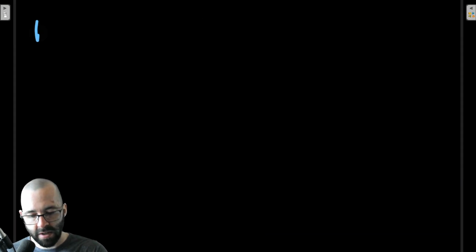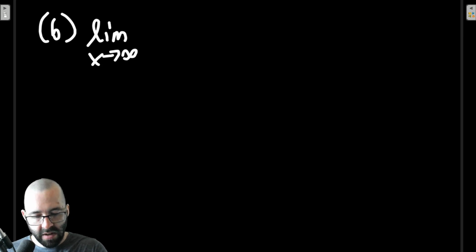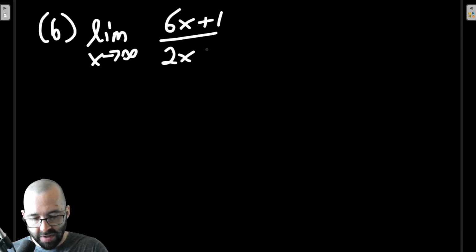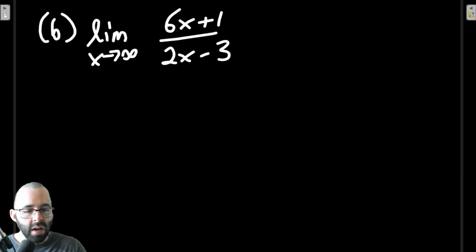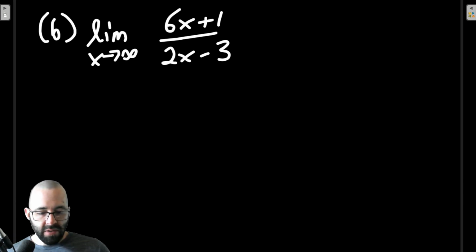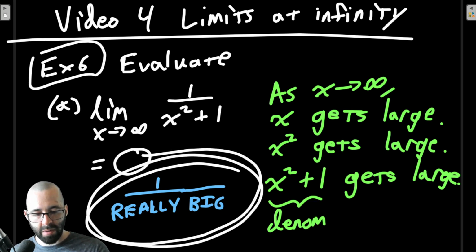Do another one. Part B. The limit as x goes to infinity of 6x plus 1 divided by 2x minus 3. So a lot of problems, if they're like this, you can just use the same logic and it all works out. This one's a little bit more confusing because this one is not going to be this case, 1 divided by a really big number.